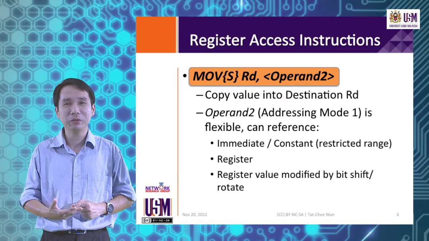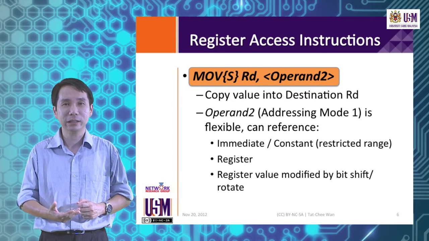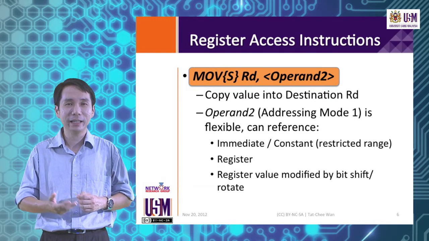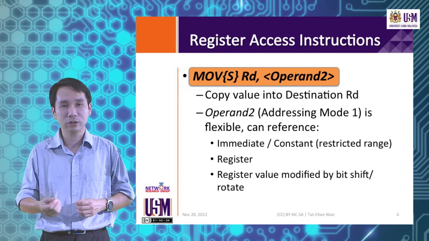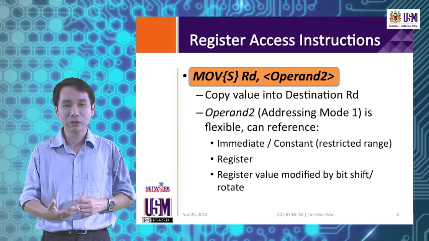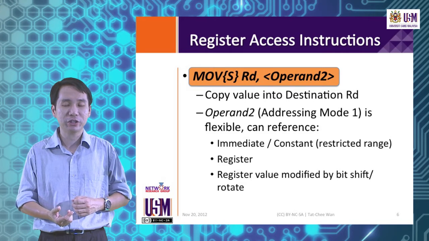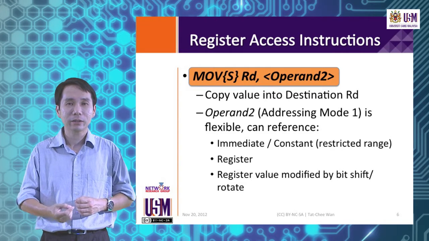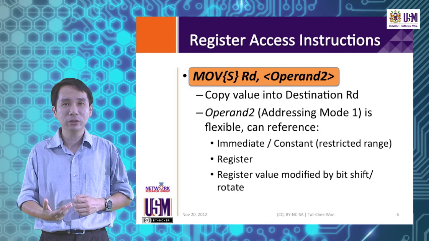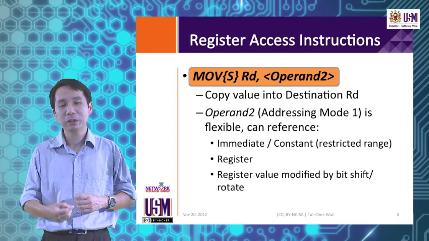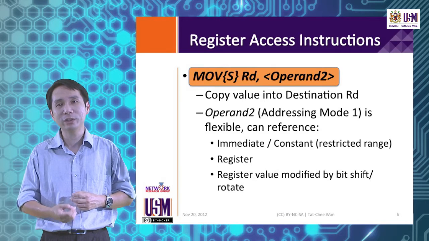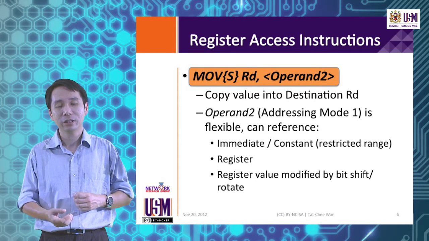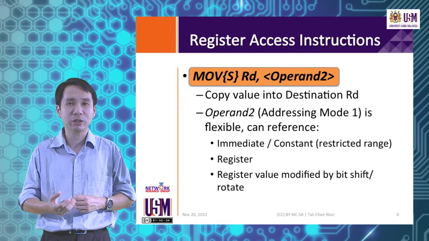Here you see the MOV or move instruction highlighted in the slide. The optional suffix S controls whether the status flags in the status registers are updated or not. So in this instruction, we have a destination register Rd followed by the operand 2, which is the value that we want to put into Rd. The purpose of the move instruction is to copy the value specified by operand 2 into destination Rd. Now, operand 2 uses what is termed addressing mode 1.